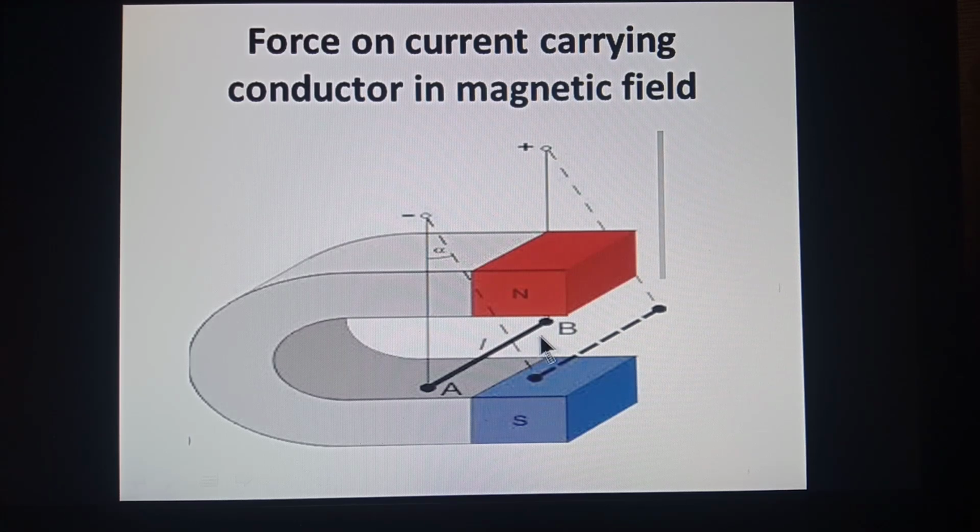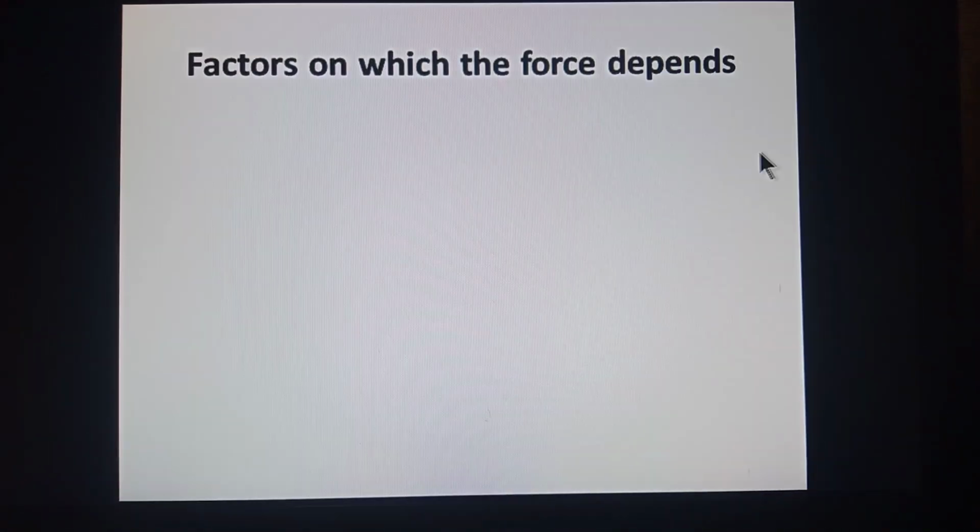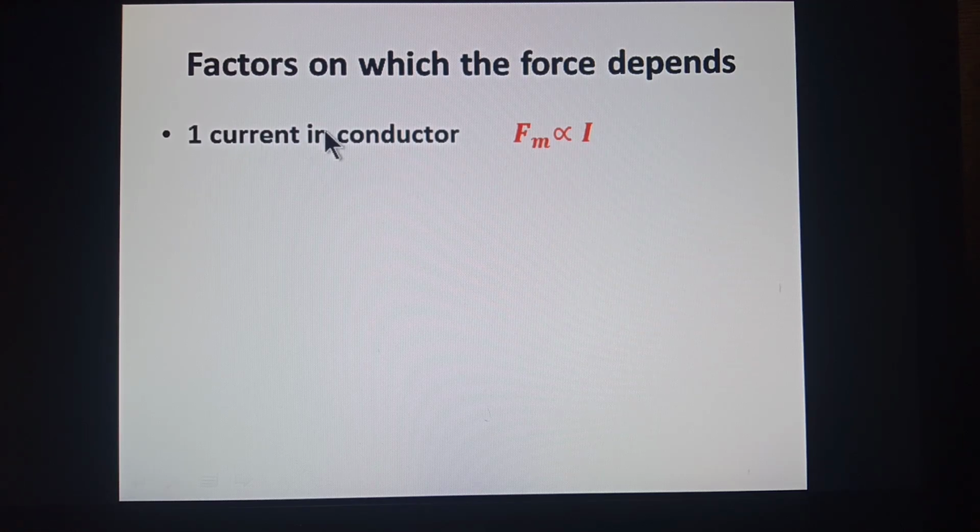Now, the magnitude of this force exerted by the magnetic field of magnet on this conductor depends on different things. Let us discuss them one by one. The factors on which the force depends. Number one is the current in the conductor. More the current flowing in the conductor, more will be the magnetic force. Fm means magnetic force acting on current carrying conductor placed in the magnetic field, and number one, it depends upon the amount of current that is flowing in the conductor.